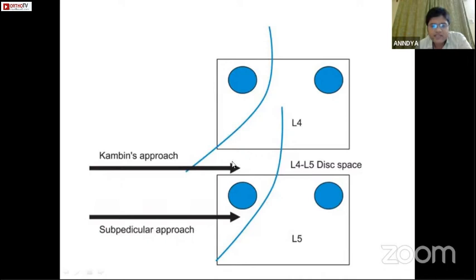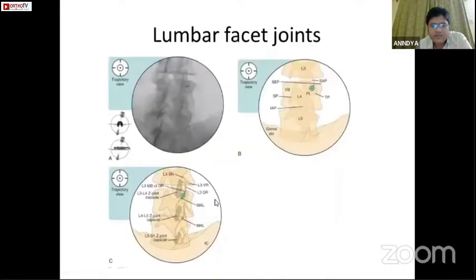So if you inject in this region, your local anesthetic agent will be able to affect the L5 as well as the L4 nerve root. And if you are doing a subpedicular approach for the L5 nerve root, then you have to inject your local anesthetic agent at this region, which is possibly the safety triangle, the triangle between the nerve root and the lateral border of the vertebral body.